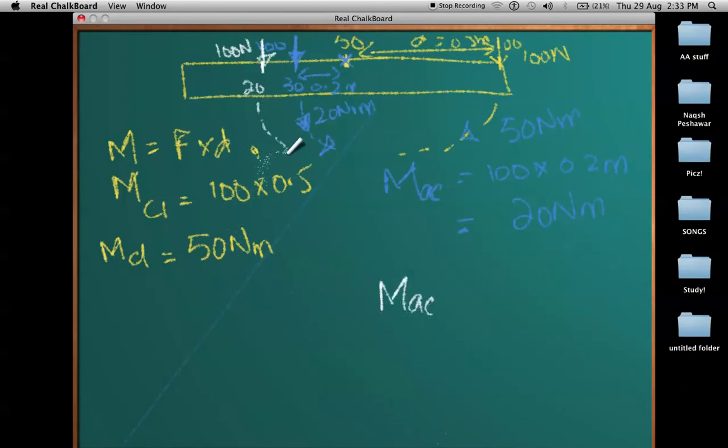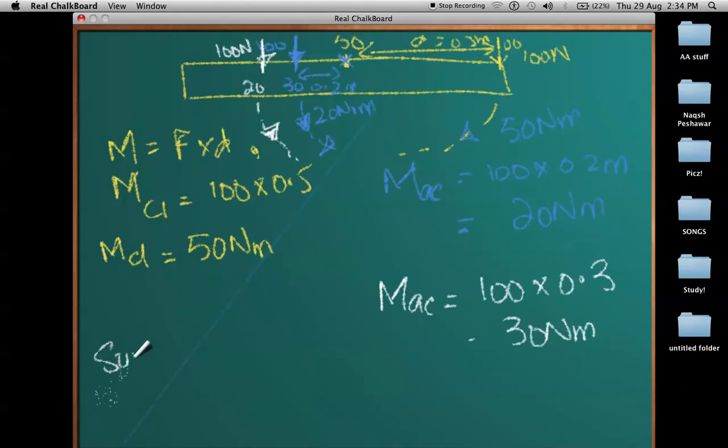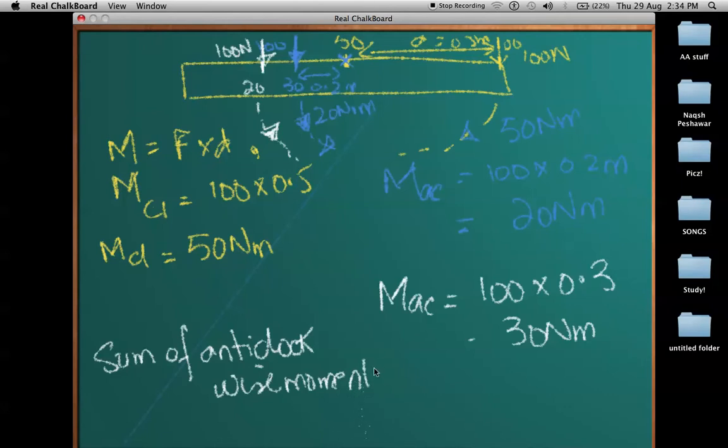again be an anti-clockwise force. So it would be taking it here, in the anti-clockwise direction. And for this anti-clockwise moment, the moment would be 100 times 0.3. This would become 30 Newton meter. So we can see that the sum of anti-clockwise moment is 30 plus 20. The total moment in the anti-clockwise direction is 50 Newton meter, and the total moment in the clockwise direction is again 50 Newton meter.